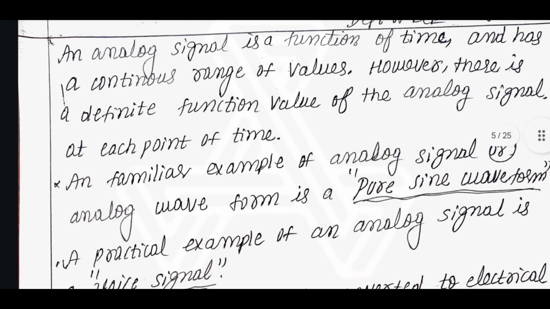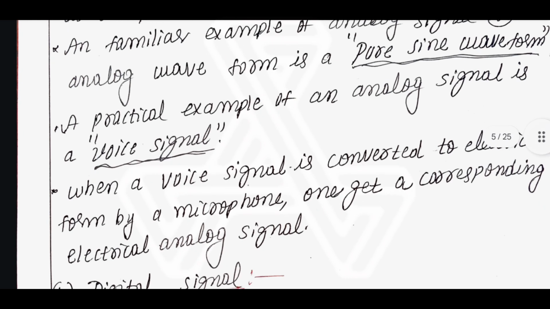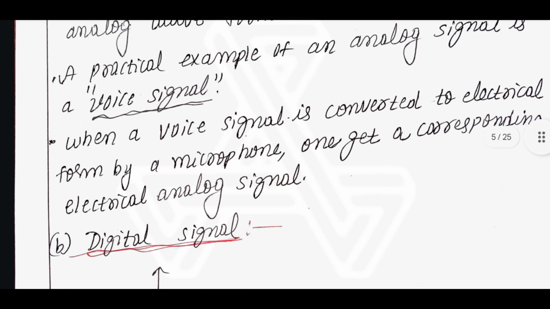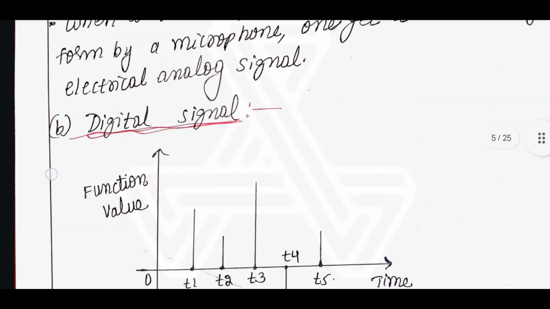An analog signal is a function of time and has a continuous range of values. However, there is a definite function value of the analog signal at each point of time. A familiar example of an analog signal or analog waveform is a pure sine wave. A practical example of an analog signal is a voice signal. When a voice signal is converted into electrical form by the microphone, one gets a corresponding electrical analog signal.